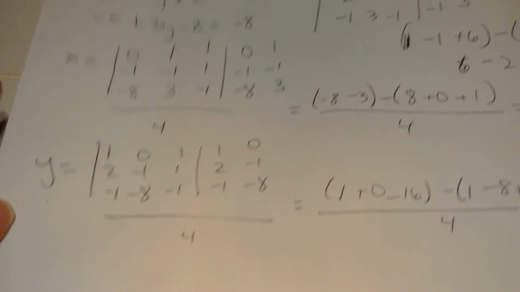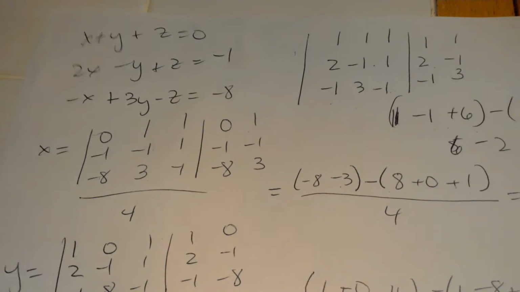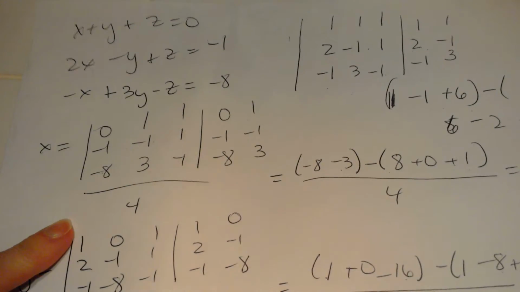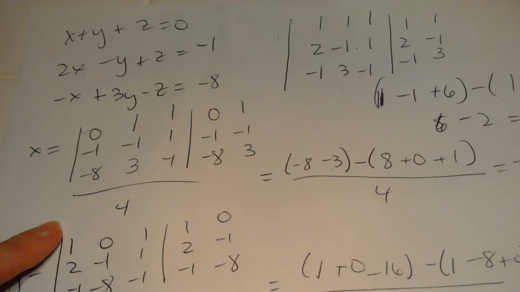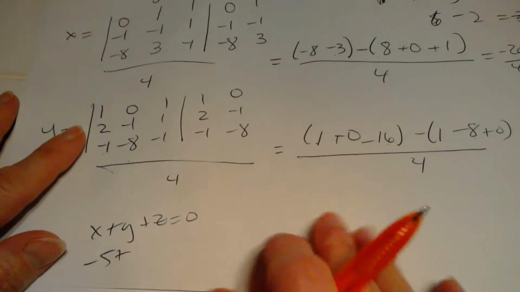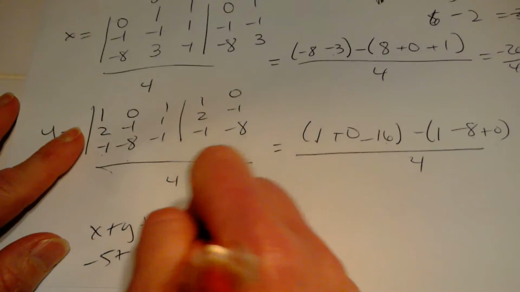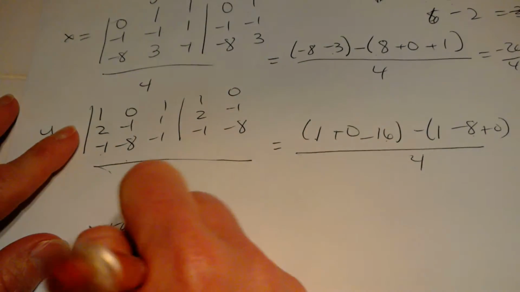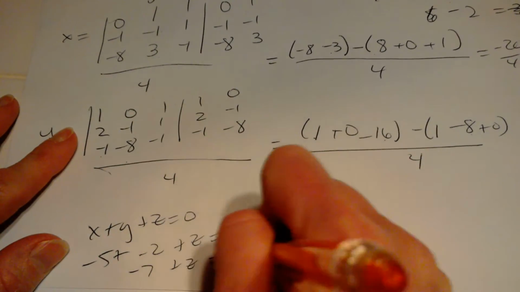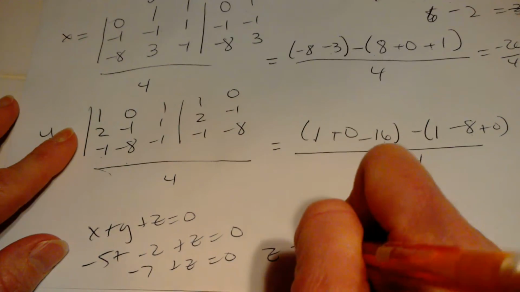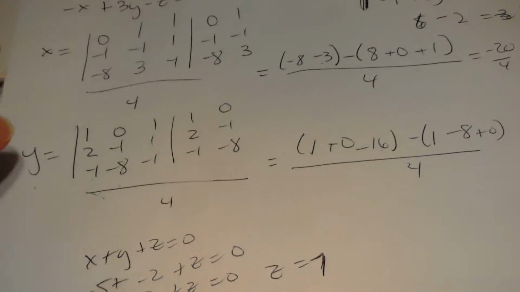Okay. Now I can do the same thing with z. Or if I wanted to, I could plug it back in up here. So I know that x plus y plus z equals 0. So if x is negative 5 and y is negative 2, so let me slide this up, I can solve for z. Or I can use Cramer's method, either way. So I've got negative 7 plus z equals 0, so z would have to be 7. Okay, or I could set it up.